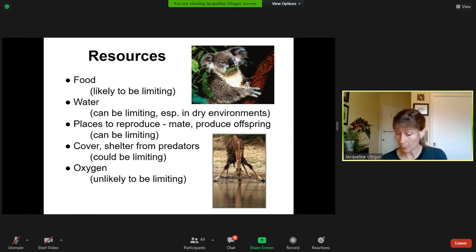Water could be a limiting resource, especially in dry environments, like desert environments and savanna environments. Places to reproduce, to mate, produce offspring, or build your nest, can of course be limiting resources in the environment. Cover or shelter from predators could also be limiting resources.